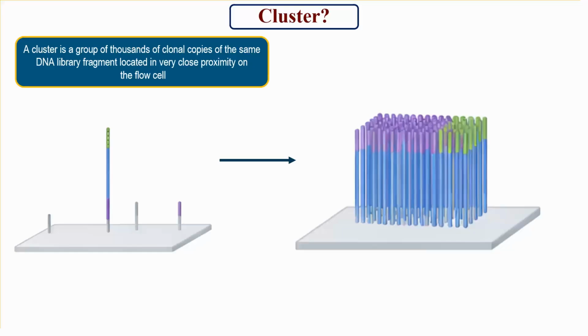Each cluster begins as a single DNA molecule. It is then amplified to produce many identical copies. This is important because it increases the signal intensity. Without cluster generation, the signal from a single molecule would be too weak to detect.